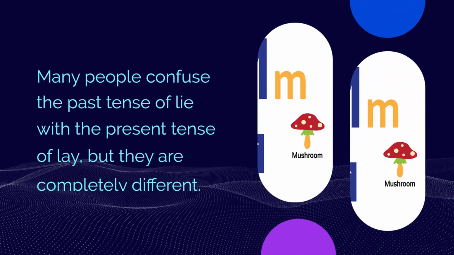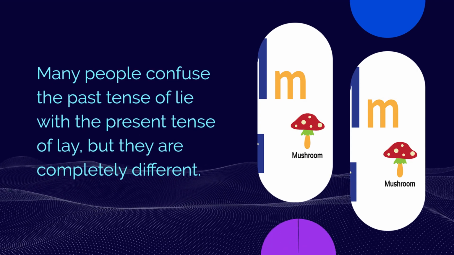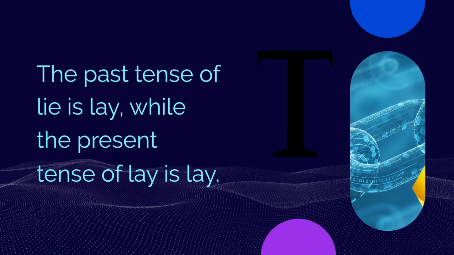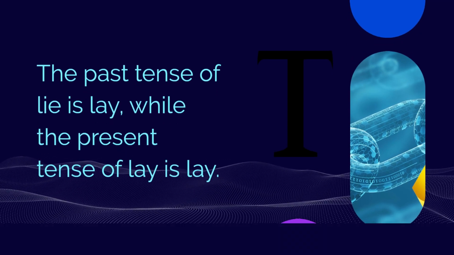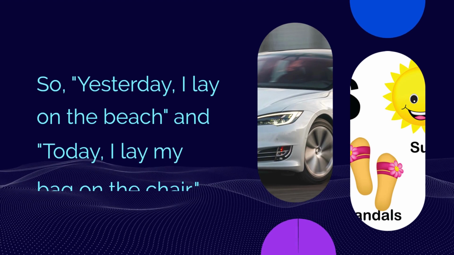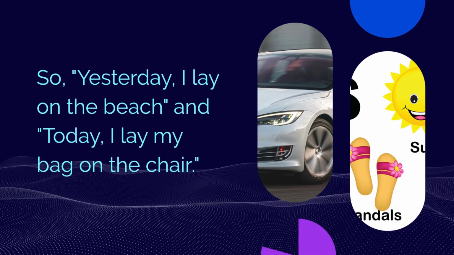Many people confuse the past tense of lie with the present tense of lay, but they are completely different. The past tense of lie is lay, while the present tense of lay is lay. So, yesterday, I lay on the beach, and today, I lay my bag on the chair.